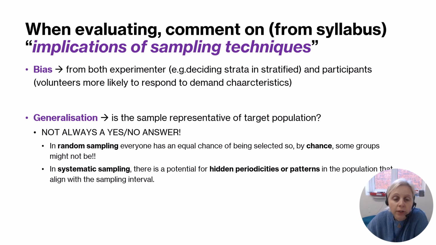Generalization is simply the extent to which your sample is representative. What I say here is to nuance it. It's not always a yes or no answer. For example, random sampling, theoretically, everyone has an equal chance of being selected, so it should be representative, but by chance, some groups might be excluded. In systematic sampling, although there seems to be an objective system to select, if you've got periodicities, that means a certain pattern in your list, that might be reflected then in some people just not being selected.